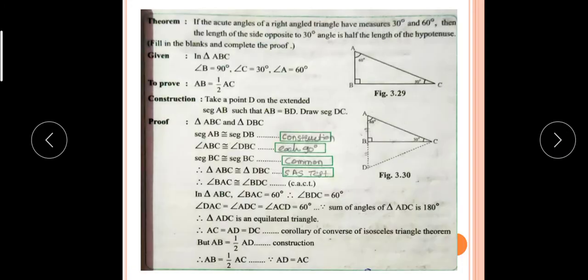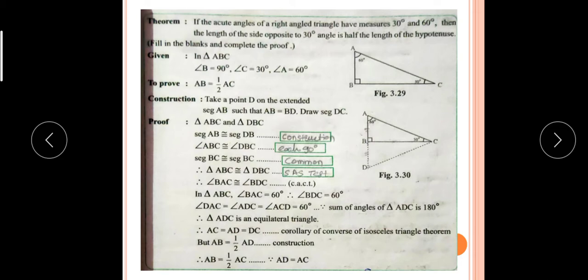Now the next theorem: if the acute angles of a right angle triangle measure 30 degrees and 60 degrees, with the third angle 90 degrees, then the length of the side opposite to 30 is half the hypotenuse, and the length of the side opposite to 60 is root 3 by 2 times the hypotenuse. Firstly, we will prove that the side opposite to 30 degrees is half of the hypotenuse. Okay, this theorem is proved, and then we use it as a property and solve the examples.